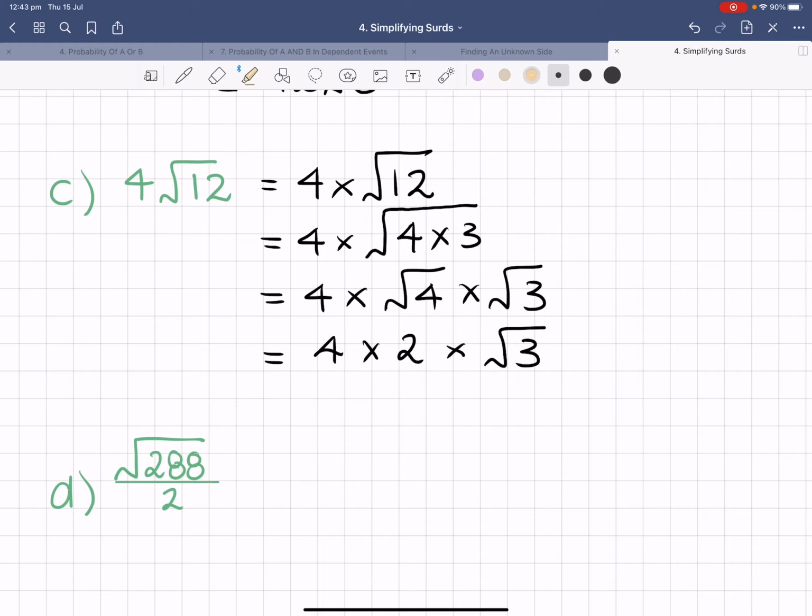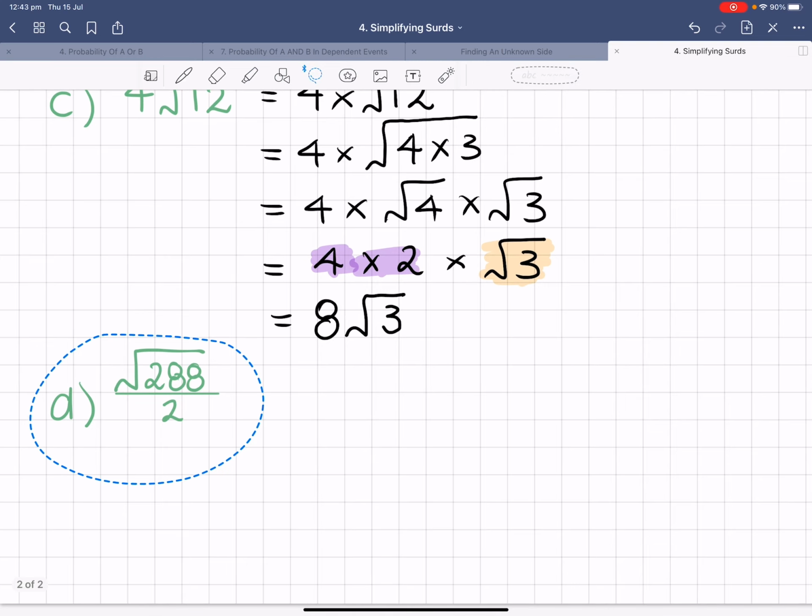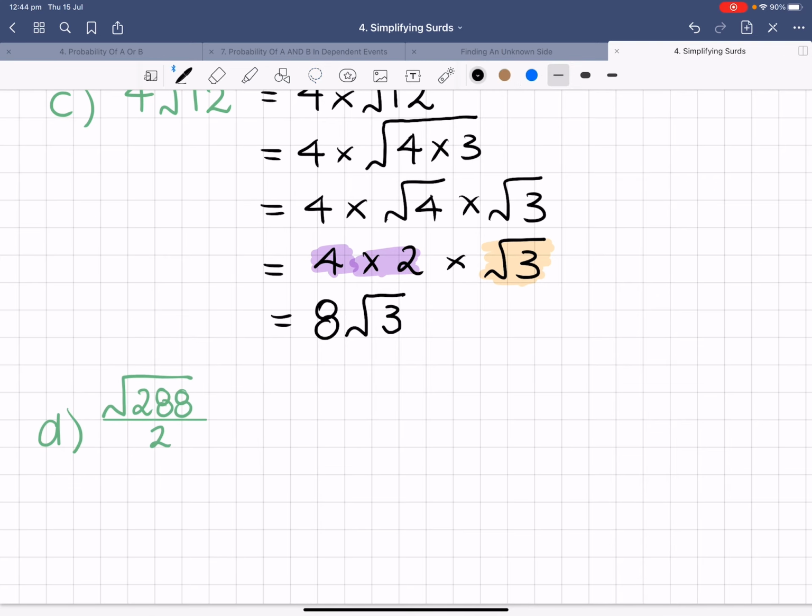Again, we group the things that are the same. So the numbers on their own are the same. And the surd is on its own. So 4 times 2 equals 8. And then we can't do anything with that. So we leave it as the square root of 3. Easy.